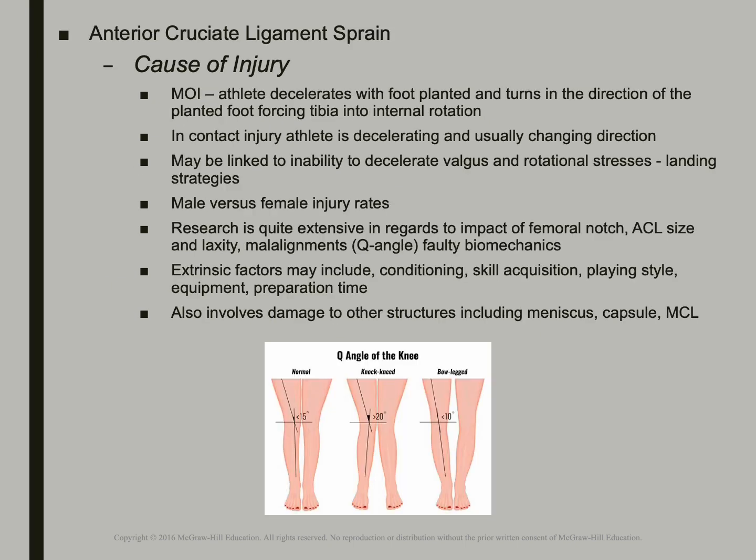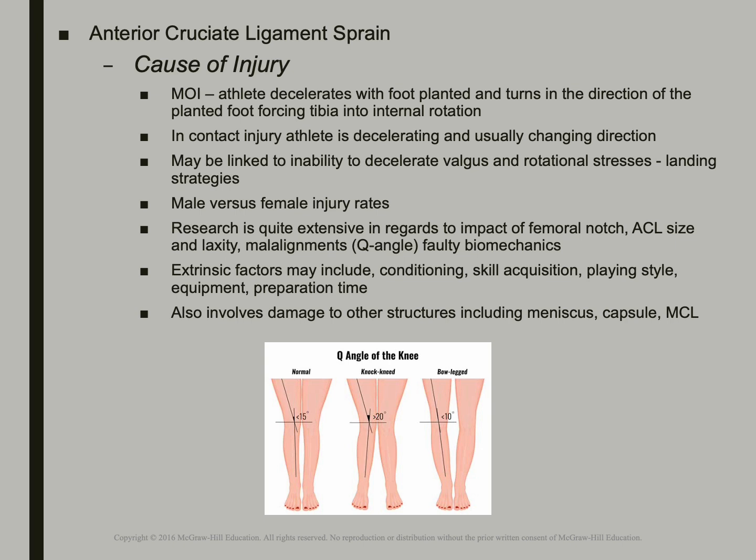An ACL tear occurs with hyperextension and internal rotation, often happening during a pivot or cutting motion in sport. ACL tearing is 2 to 8 times more common in females than males due to the different landing mechanics, with females landing with more knee extension, which puts more stress on the ligament. ACL sprains have been deeply researched, breaking down the stress and factors such as femoral notch, differences in ACL size, and laxity and malalignments.